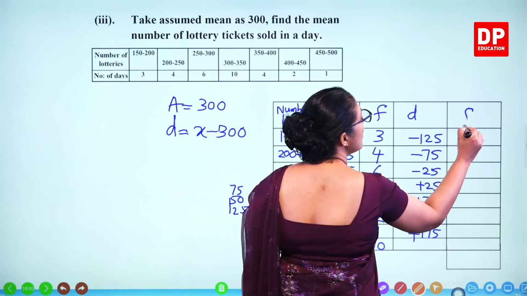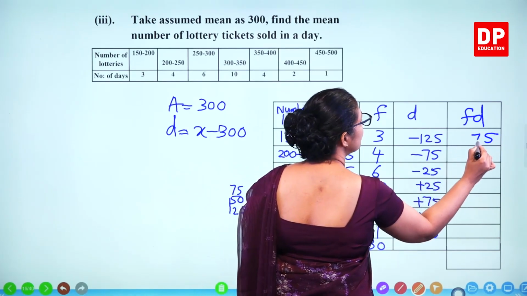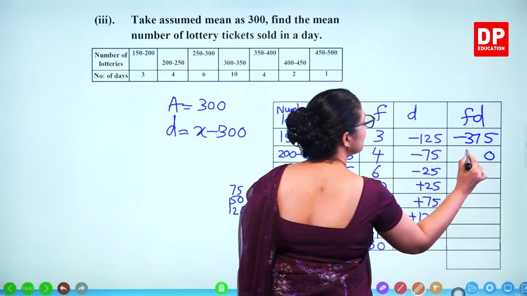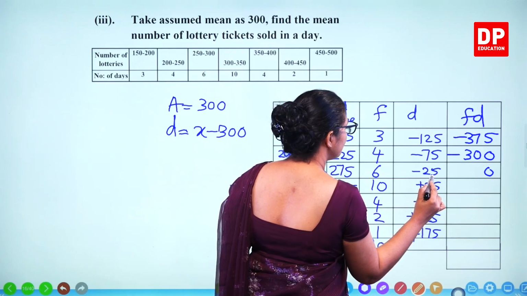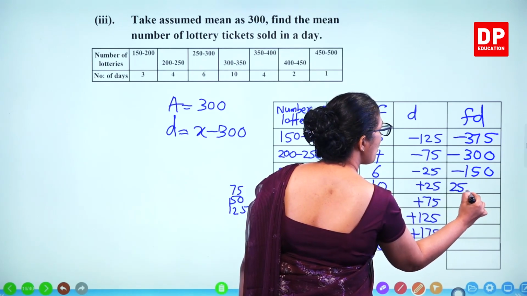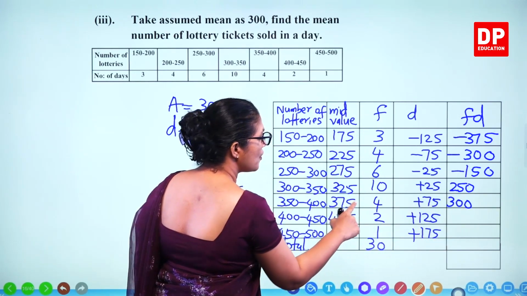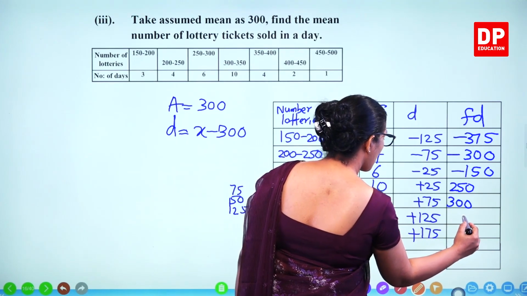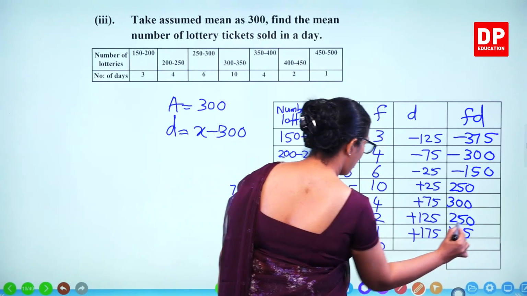Now we can construct the column FD. 3 times this, minus 375. 4 times this, minus 300. 6 times 25, 150 minus. 10 times 25, 250 positive. 4 times 75, same as this, 300 positive. 2 times 125, you get plus 250. 1 times 175, 175.